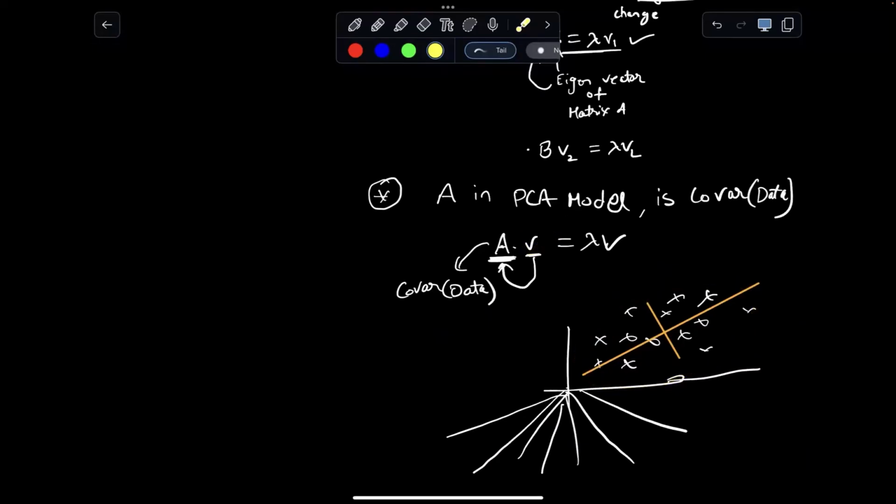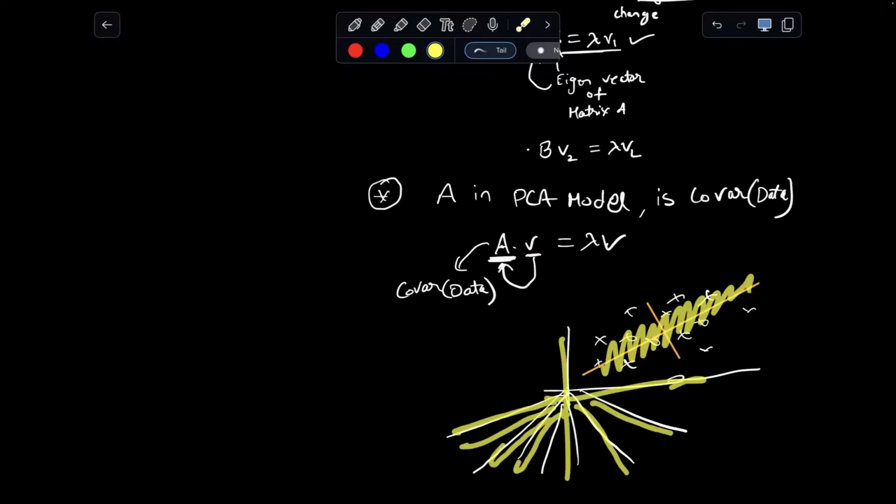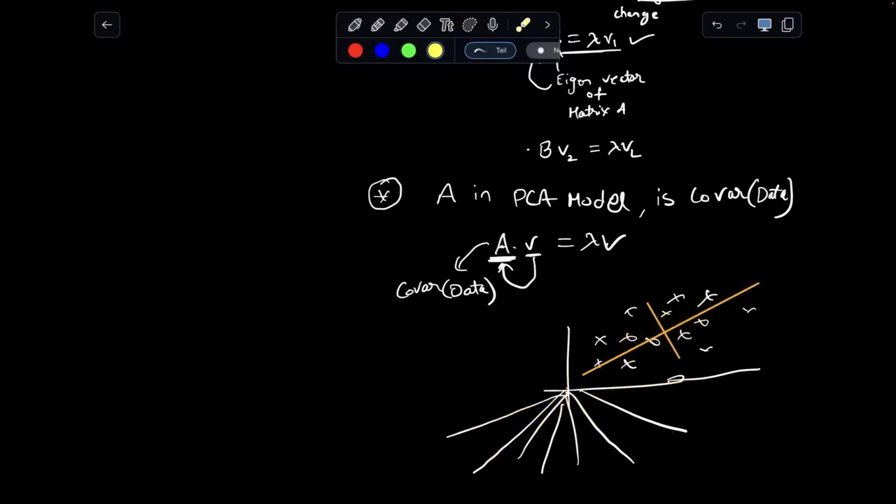That is why we are looking for a vector whose direction is the same. Let us say this is one direction of the variance from the original data set. And I am also getting that vector whose direction is this way only, and variance is there on this side also.